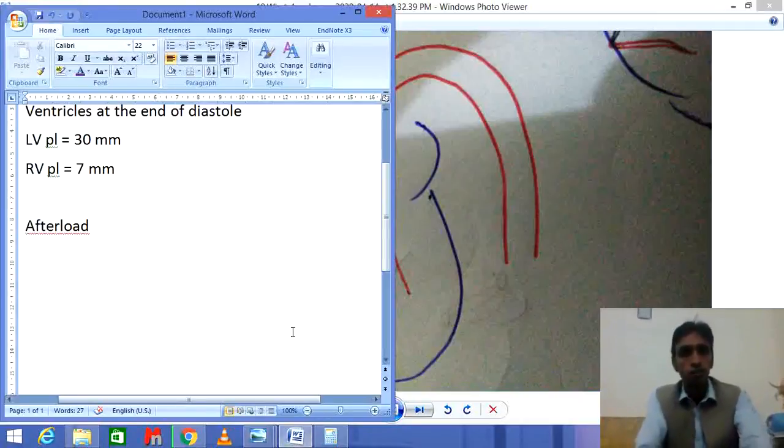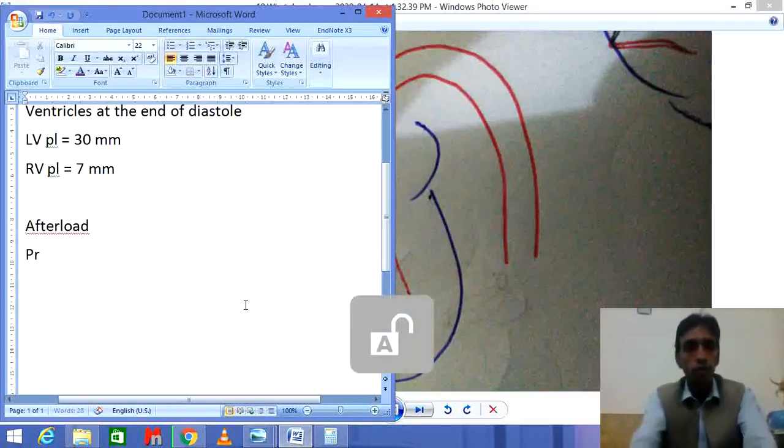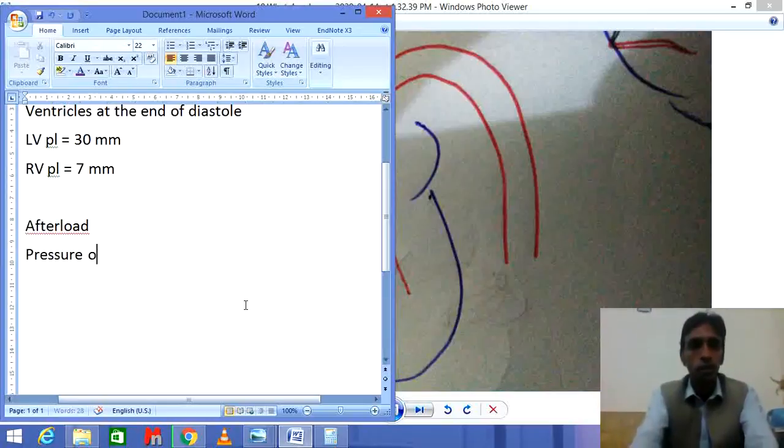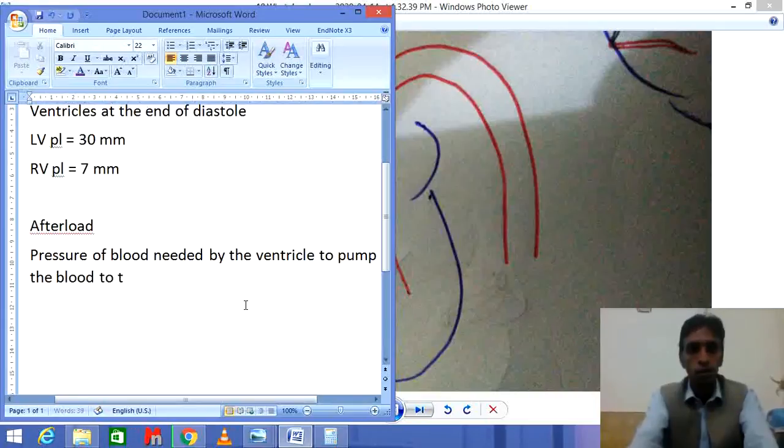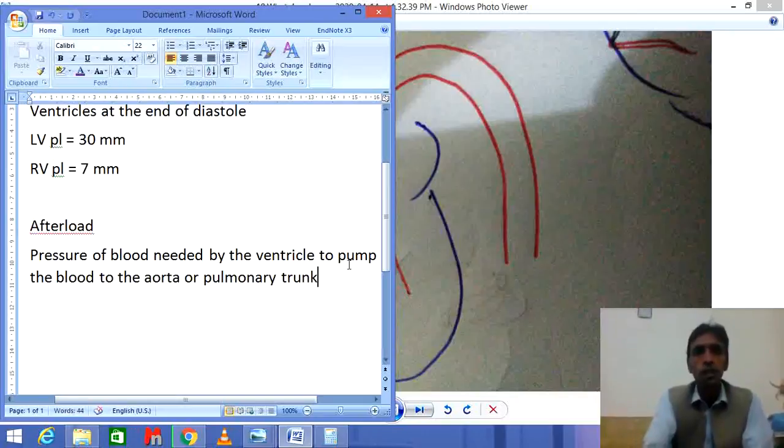Afterload is actually the pressure of blood needed by the ventricle to pump the blood to the aorta or the pulmonary trunk.